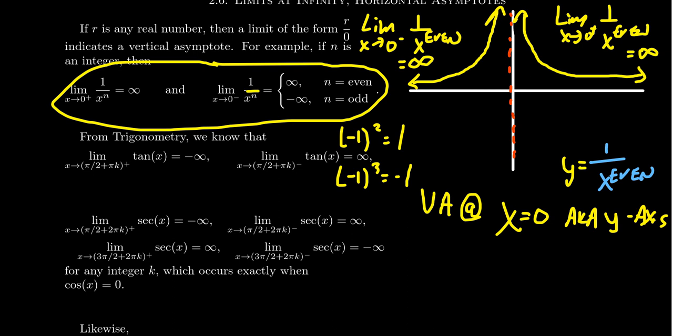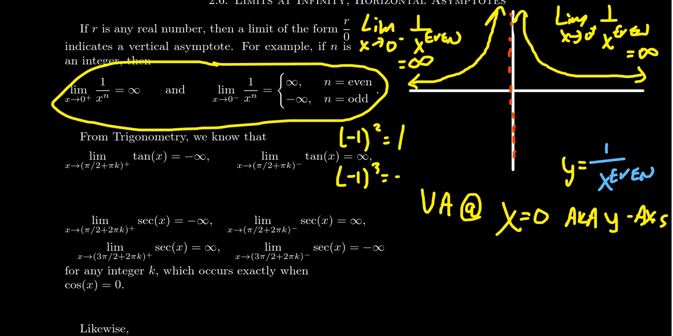So taking an even power of numbers that are negative but getting close to 0 will make it positive in the end, so you get positive infinity. On the other hand, if you take an odd power of negative numbers as they're getting closer to 0, that's going to always be negative, and that gets you towards negative infinity here.